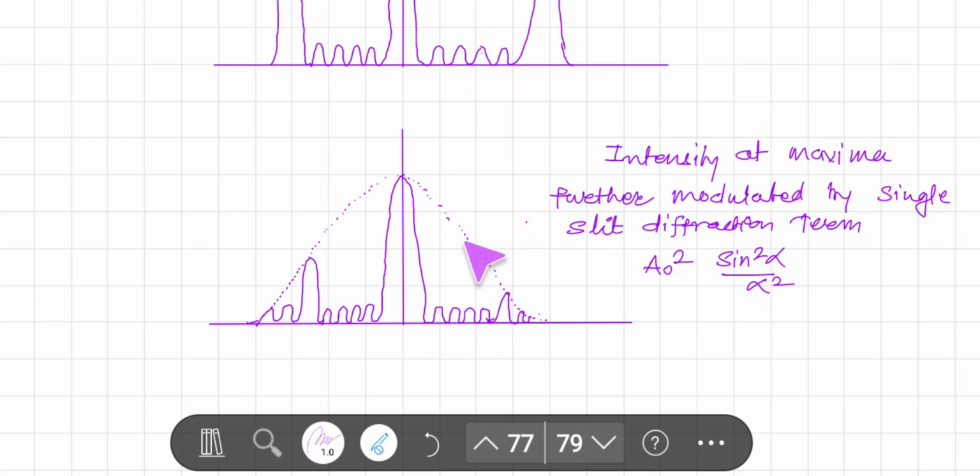So in the case of multi-slit diffraction or N-slit diffraction, we get this kind of pattern, in which there is only one central principal maximum, and further due to single slit diffraction we get this kind of pattern.